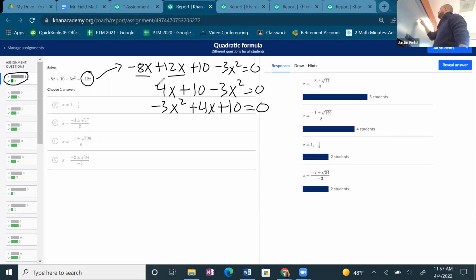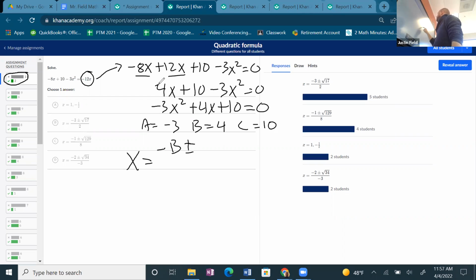So we're going to label A, B, and C, right? A is negative 3, B is 4, C is 10. Now we're going to write out the quadratic formula. X equals negative B plus or minus the square root of B squared minus 4AC all over 2A. All right. Now I'm going to substitute into the formula.